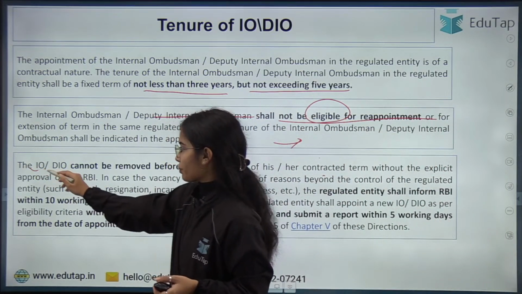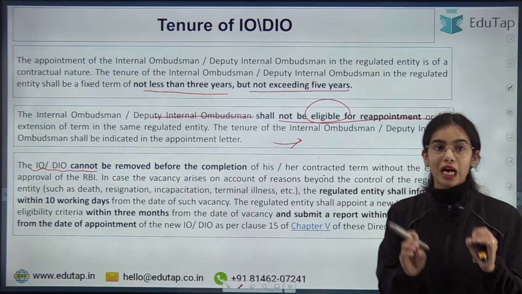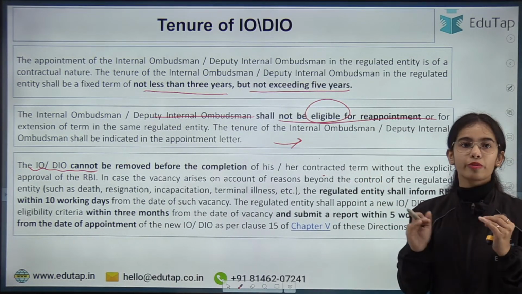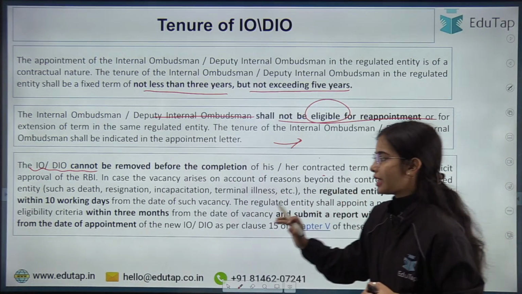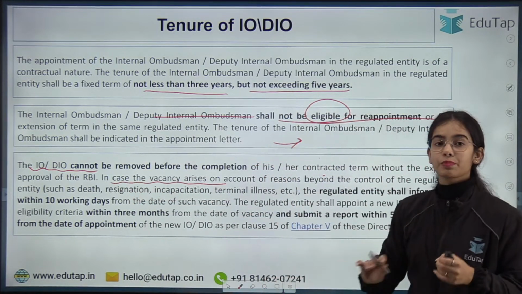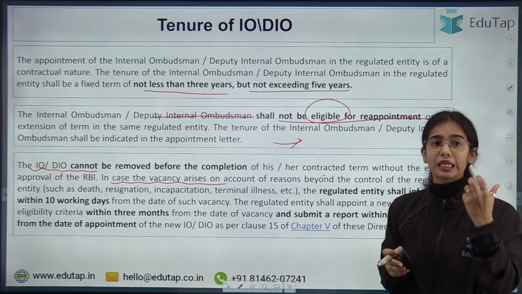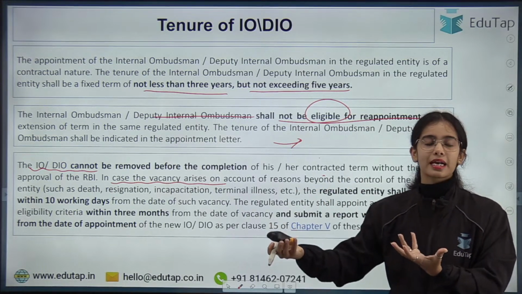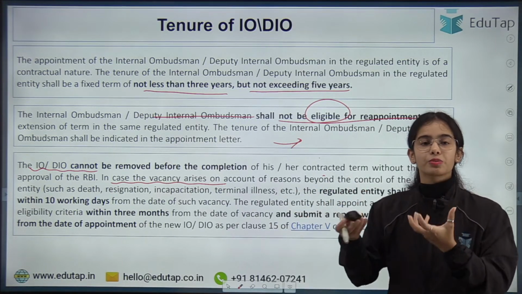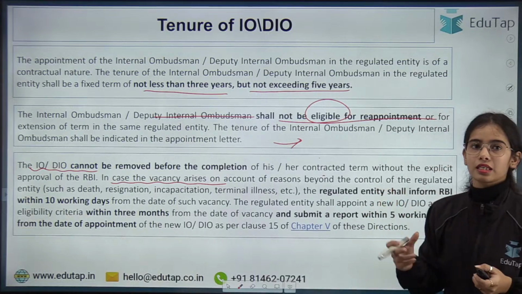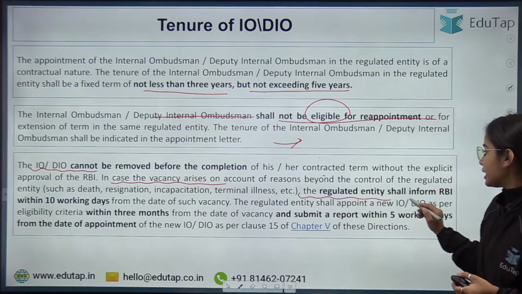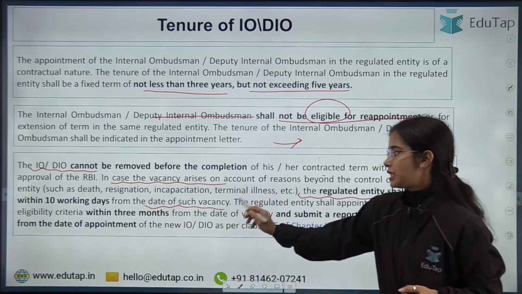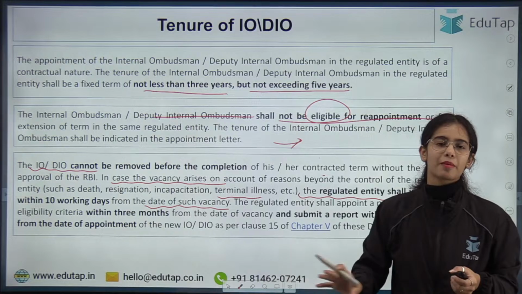The internal ombudsman or deputy internal ombudsman cannot be removed without the completion of their tenure. Without the approval of RBI, they cannot be removed from their position by the entity. In case a vacancy arises because the internal ombudsman has fallen ill, or some unforeseen circumstance has happened, the internal ombudsman has died or something, in that case, the regulated entity shall inform the RBI within 10 working days from the date of such vacancy that there is terminal illness that has happened to the person and such.